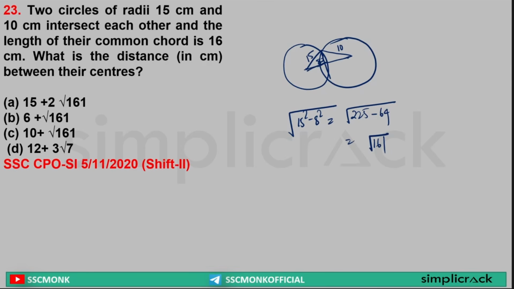Now for this part, this is 10, this is 8. That means the square root of 10 square minus 8 square, that is 36, is equal to 6. So what is the answer? 6 plus square root of 161 centimeter. Answer option B. Clear? Next.